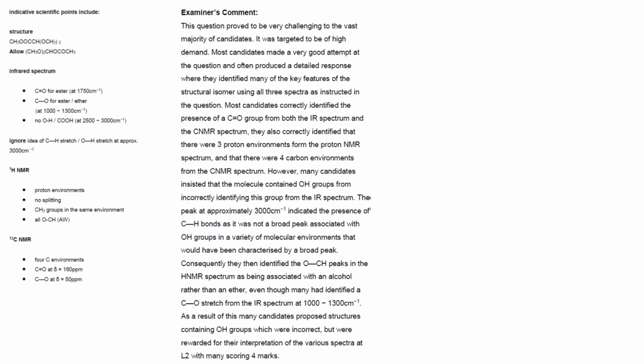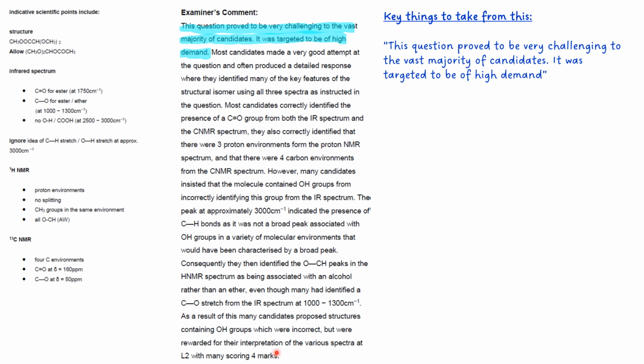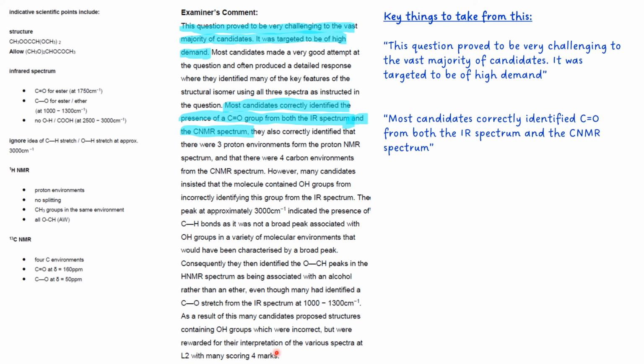So let's have a look at what the markscheme has in it and what the examiners thought. Some of the things we've just talked about are spread through these bullet points here. You don't have to say every single thing to get 6 marks, but this is the range of things that they want you to talk about. So the key things to take from this: the question proved to be very challenging. It was targeted to be of high demand. It was meant to be difficult. Most candidates correctly identified the presence of a C double bond O. So there are gateways into starting to get marks that should be accessible for most people.